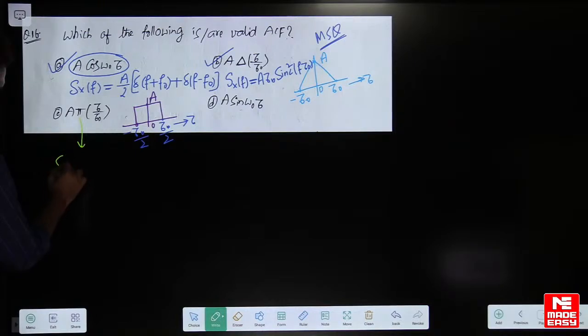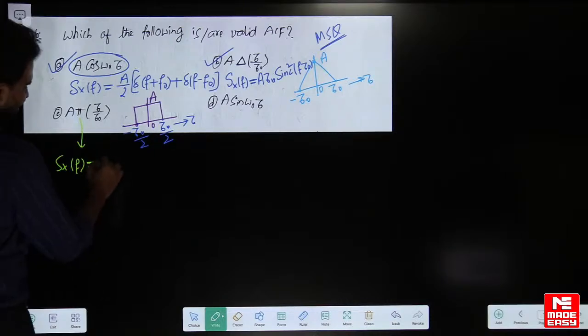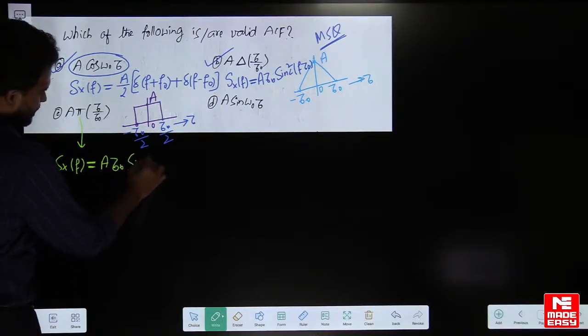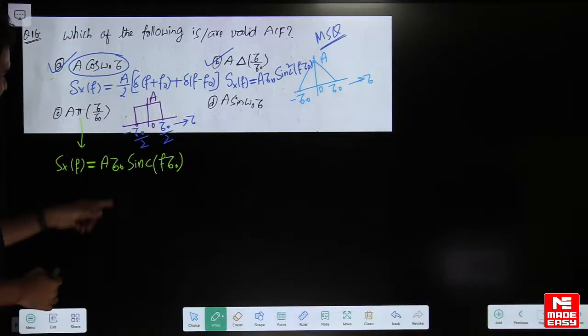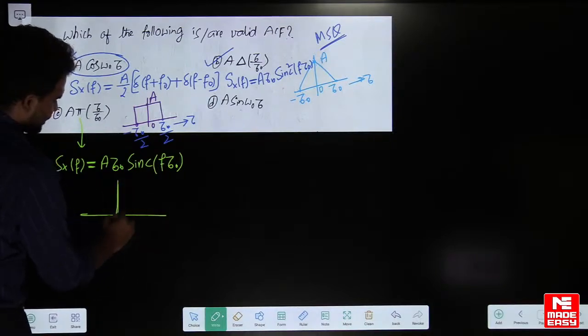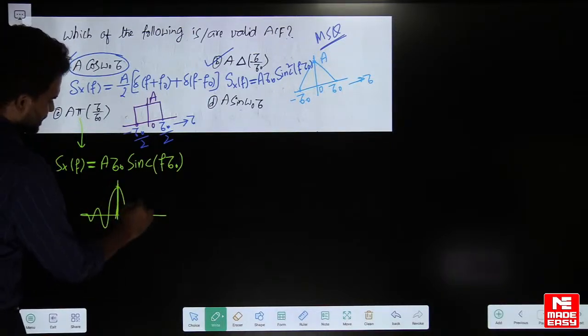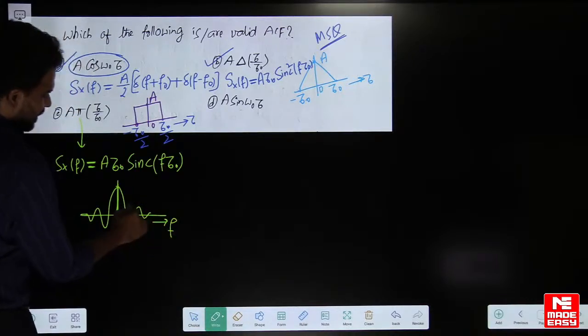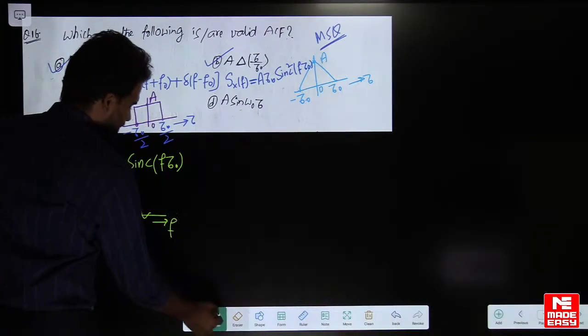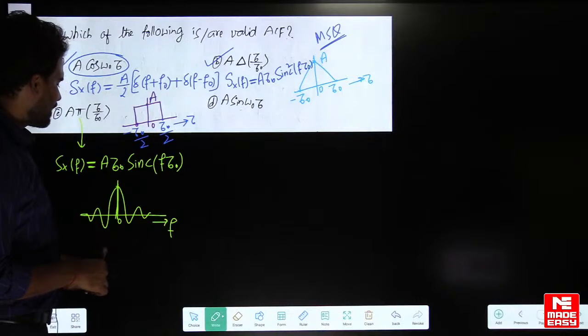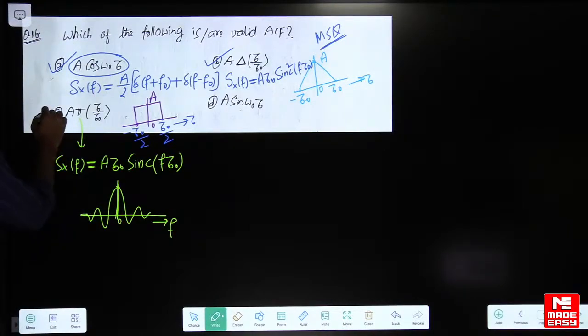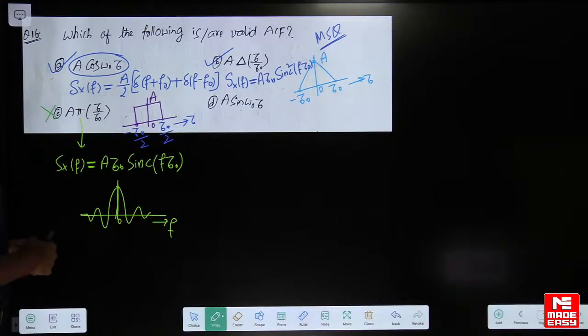And one more thing, let me check this. If you see the PSD for this, the Fourier transformation of this will give you PSD. That is A tau naught times sinc of f tau naught. Okay, so if you plot the sinc function, sinc will take negative values also like this. If you plot the sinc function with respect to f, it is taking negative values. So it is not a valid PSD. A valid PSD should take only positive values, but it is taking negative values also. It's not a valid PSD, so I can say it's not a valid ACF.